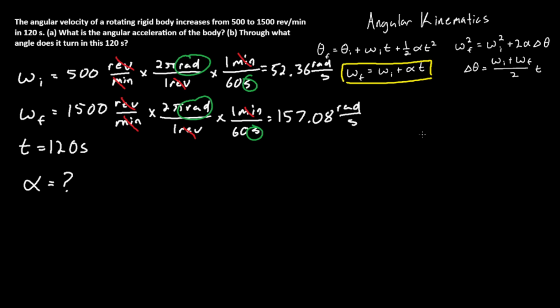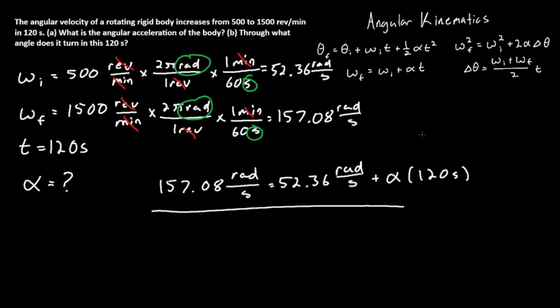So why are we picking this? Well, we have our final angular velocity, we have our initial angular velocity, and we also have time. And the only variable left inside of this equation is angular acceleration. So all we have to do is isolate angular acceleration using this formula. So let's set it up.